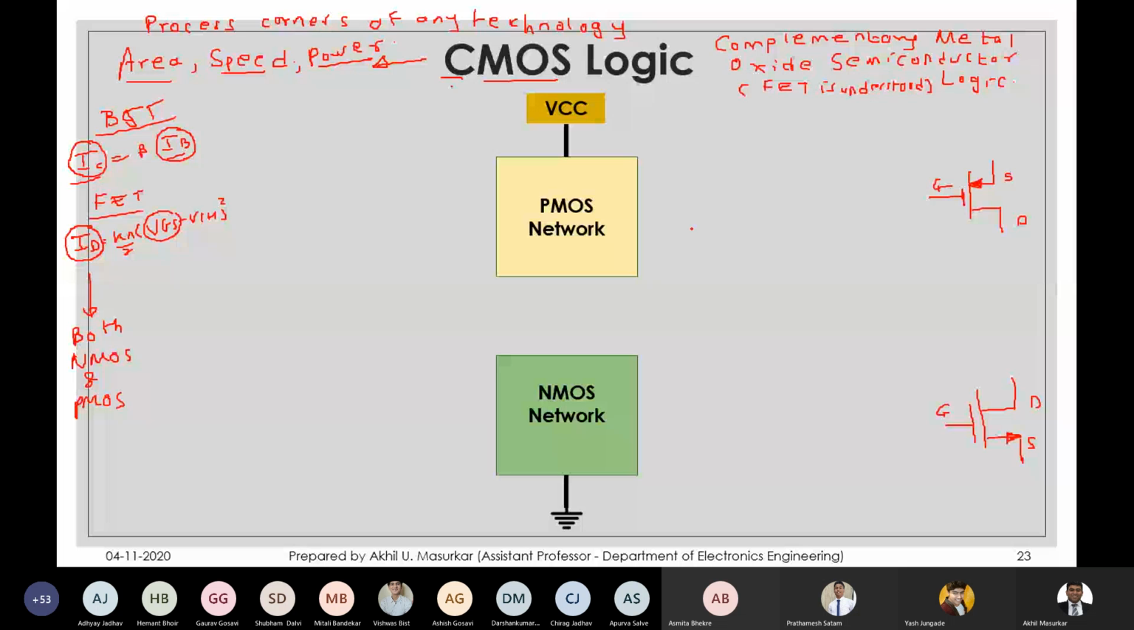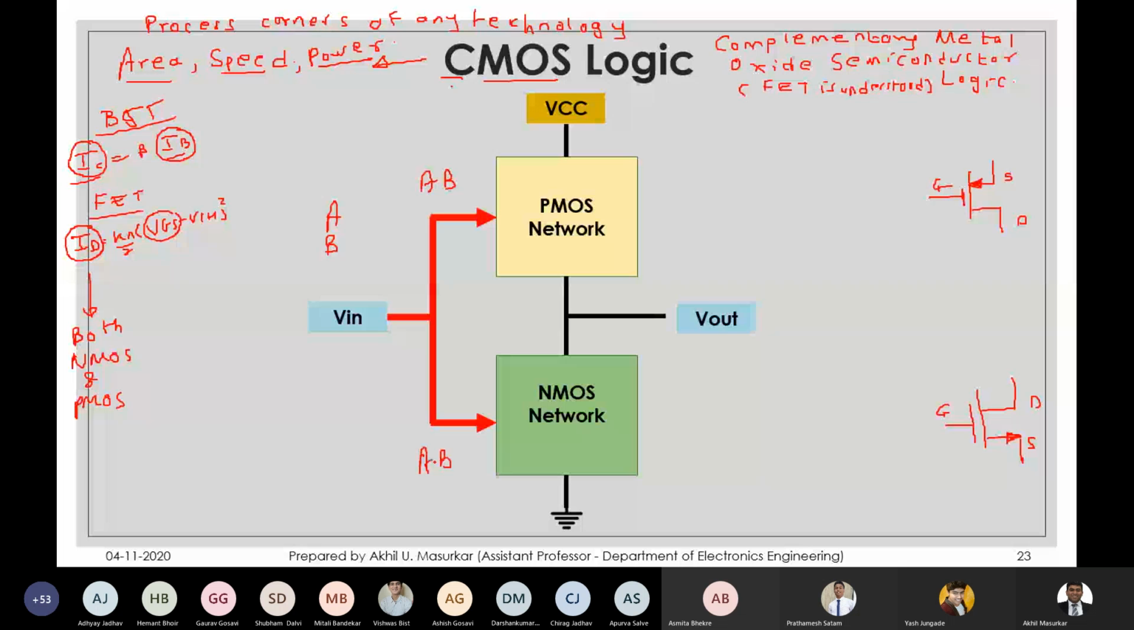The common point between the NMOS and PMOS networks is called Vout. So that is the common point. The inputs are applied to both NMOS and PMOS, the same inputs. Let us say that there are two inputs, A and B. A and B will go to PMOS, and A and B will also go to NMOS.